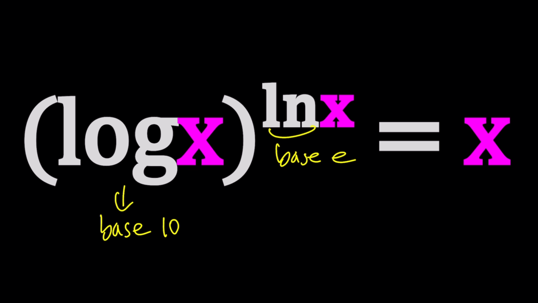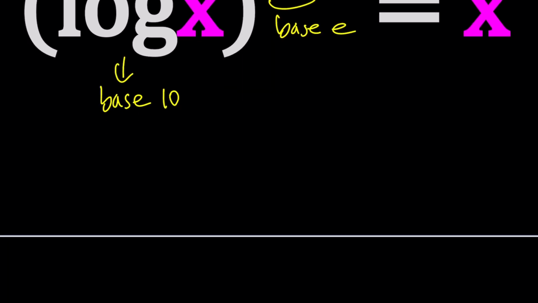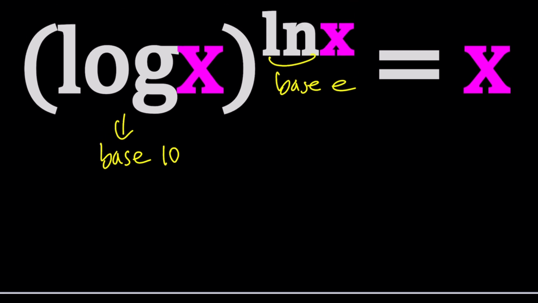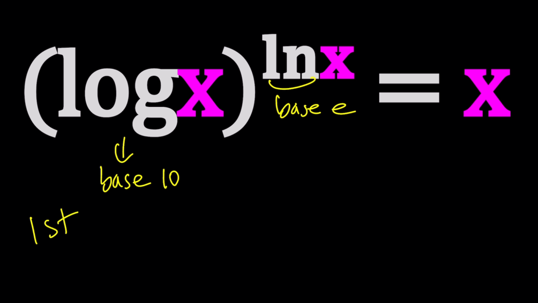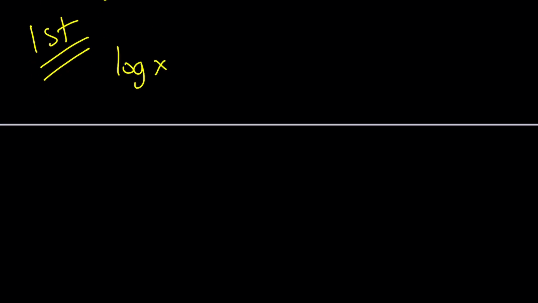And I'll be presenting, wait, I forgot to say, we're going to be solving for x values. Can you solve for anything else? Probably not. So, I'll be presenting at least two methods. I'm thinking about at least two at this point. Now let's start with the first one. So we have log x to the power ln x equals x. I'm also going to show you a graph at the end if I don't forget.